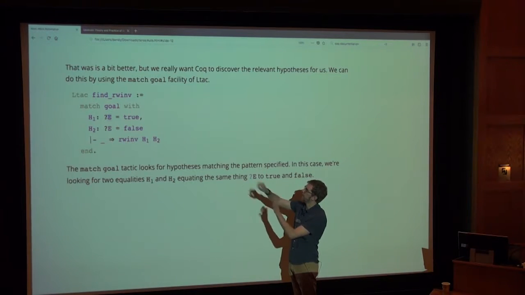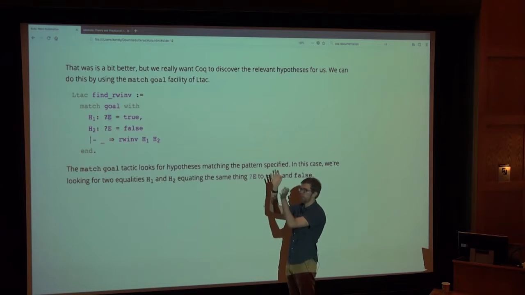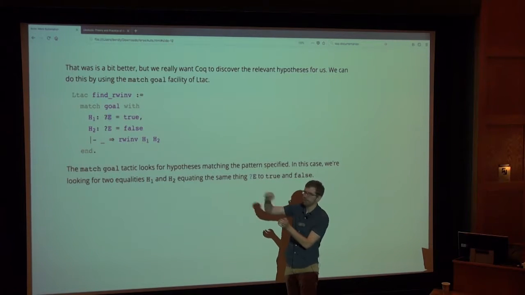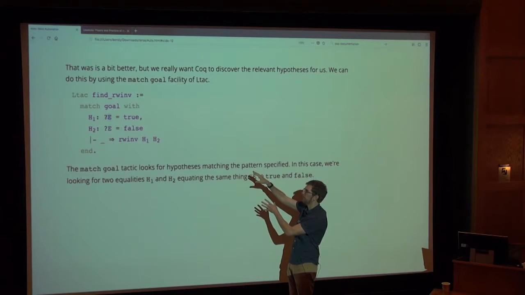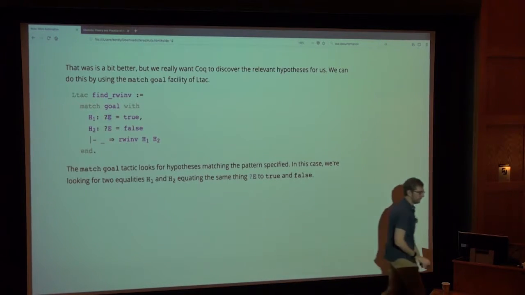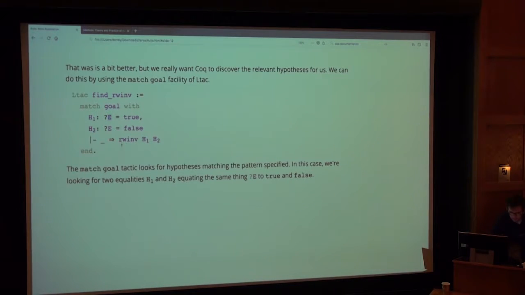So here we're going to have a meta variable, ?E, that stands for anything. And it says, okay, I want you to find a goal. If the goal has a hypothesis of the form something equals true, and then we have another hypothesis that is of the form that same thing equals false, then I want you to use this custom bit of tactic we had before, to invoke that tactic with this hypothesis as the first argument and this hypothesis as the second argument.